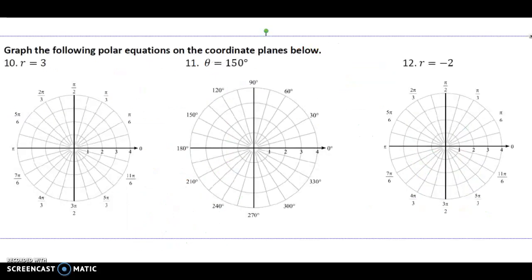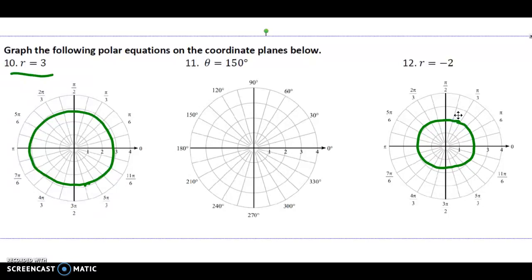For numbers 10, 11, and 12, you start to get a little different. They're not points. This says a radius of 3. Well, where is the radius 3 in respect to the origin? Counting out 3 rings. 1, 2, 3. I get a circle of radius 3. I'm going to skip to number 12. It says a radius of negative 2. Start anywhere, count backwards 2. 1, 2. And here is my radius of negative 2.